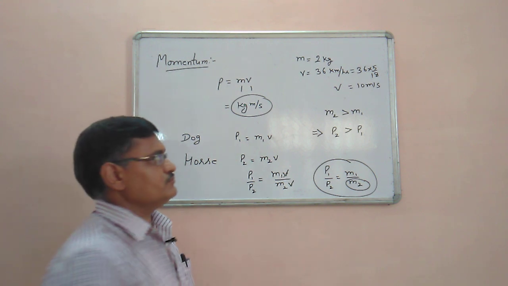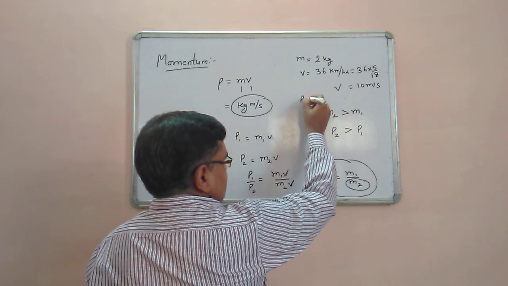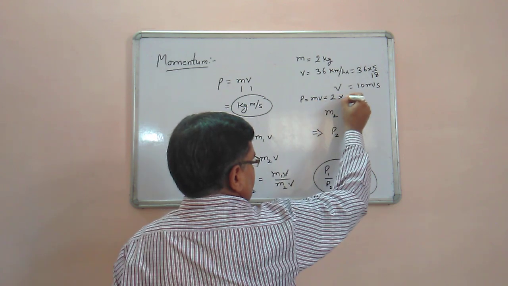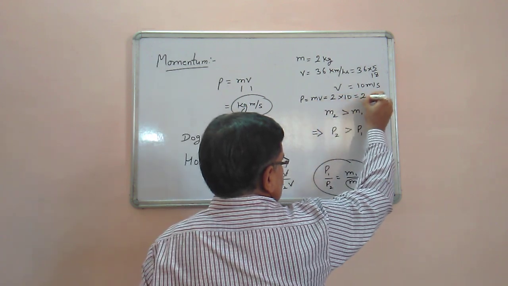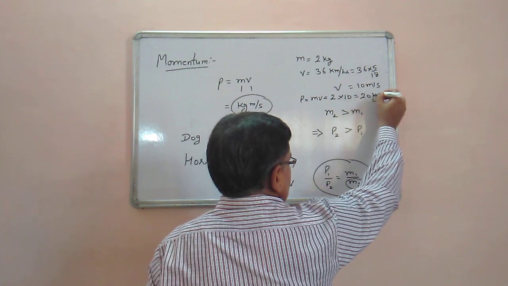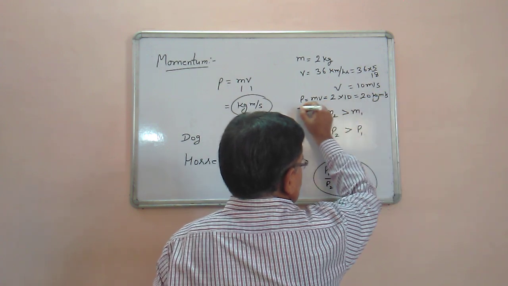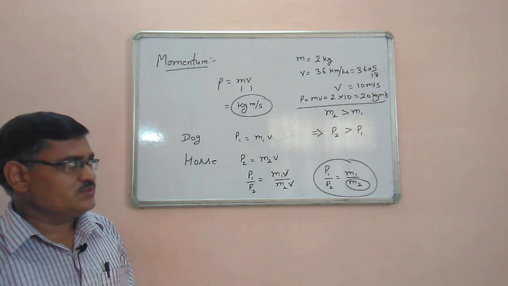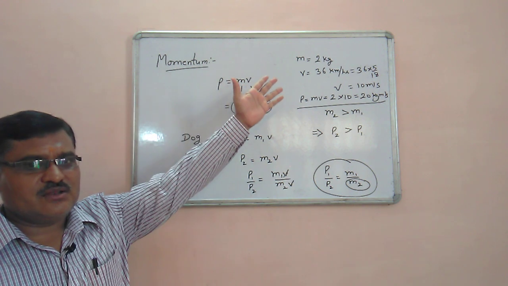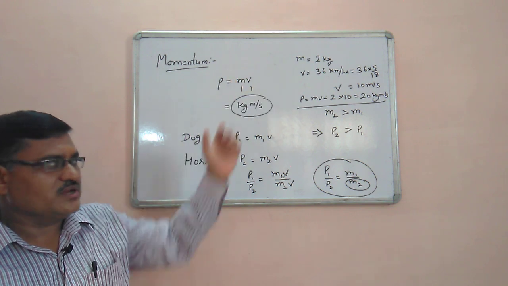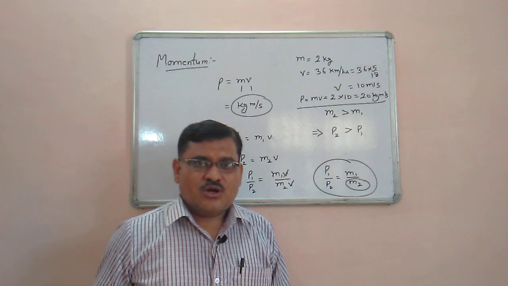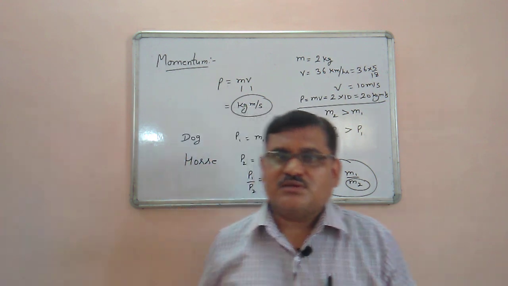Now momentum is very easy. P is equal to mv, and it's 2 multiplied by 10. So our answer is 20 kg meter per second. Okay, so in this way we can solve the numericals, and we can also do some related questions and situations. This is the topic known as momentum.